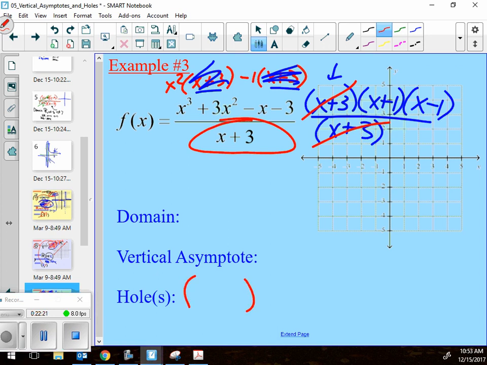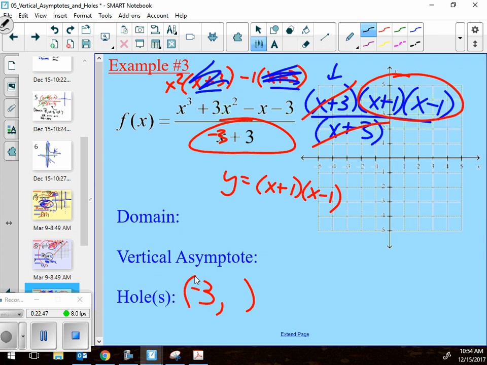And the hole is at something comma something. It's at 3 comma, nope, that's the most common mistake. If I put in a 3, it doesn't crash, it just makes 6 on the bottom. If I put in a -3, it would crash. So -3 comma what? Well, you put the -3 into the resulting function. This is what's left over. I'm going to rewrite it down here where it's nice. Y equals x plus 1, x minus 1. And if I stick in a -3 in there, it'll tell me -2 times -4 is +8. How many of you had the hole at the right spot? -3 comma 8. Okay, cool.